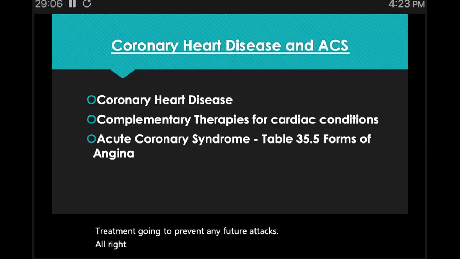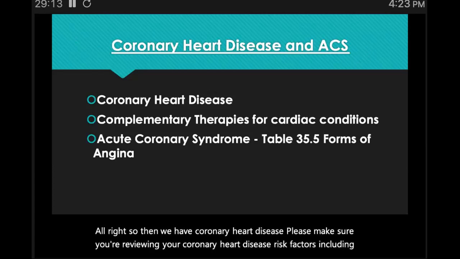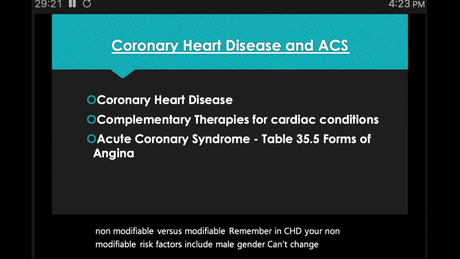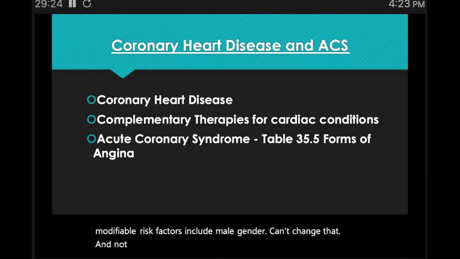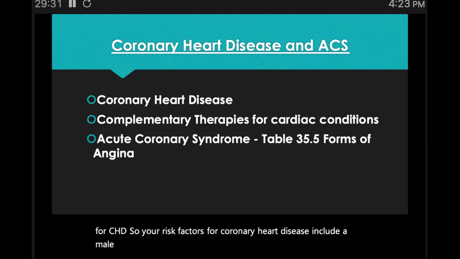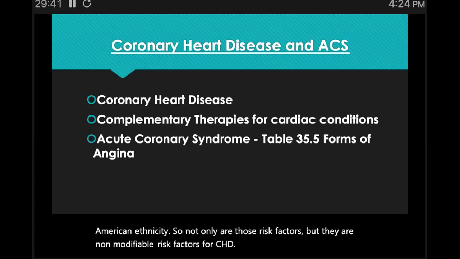All right, so then we have coronary heart disease. Please make sure you're reviewing your coronary heart disease risk factors, including non-modifiable versus modifiable. Remember, in CHD, your non-modifiable risk factors include male gender. Can't change that. And not only are these non-modifiable, but these are the risk factors for CHD. So your risk factors for coronary heart disease include a male gender, increasing age, family history of CAD, and African-American ethnicity.